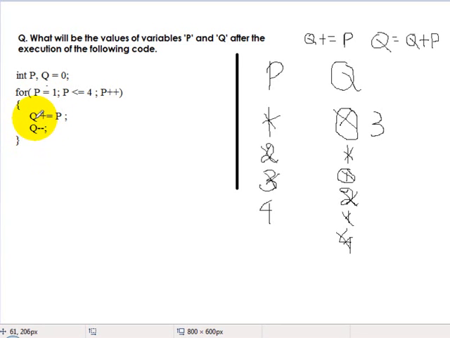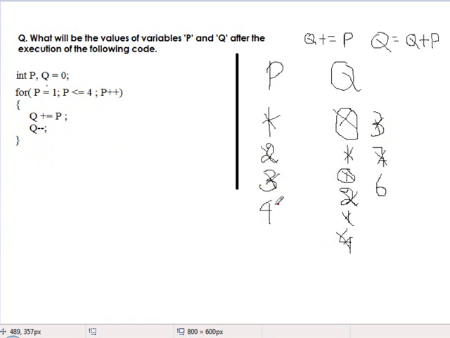So q plus equals p means q equals q plus p. The current value of q is 3 and the current value of p is 4. So 3 plus 4 equals 7. It means the new value of q is 7. And q minus minus means 1 is subtracted from the current value of q. 7 minus 1 equals 6. Okay, then again the control is transferred to the updation part.